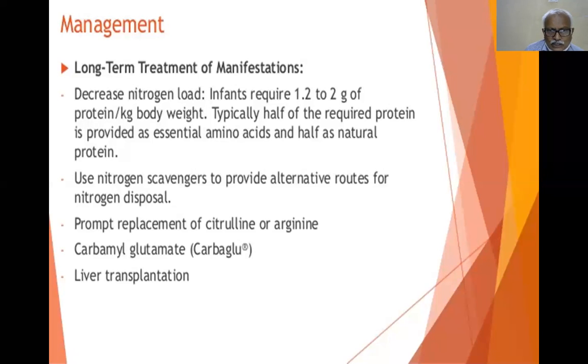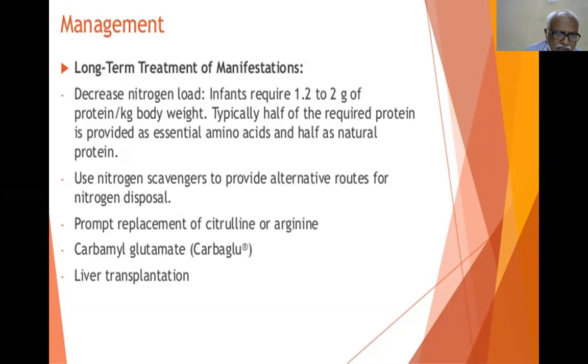Prompt replacement of citrulline or arginine. It should be prompt. When you want to save the baby, you have to promptly replace the citrulline or arginine. Carbamyl glutamate, Carbaglu replacement is most important.